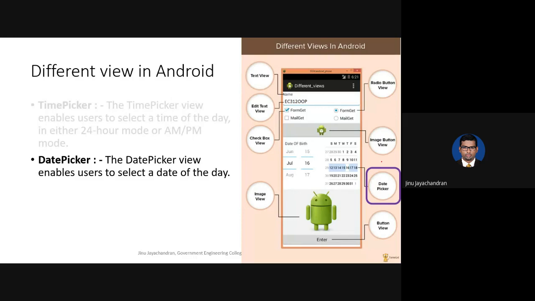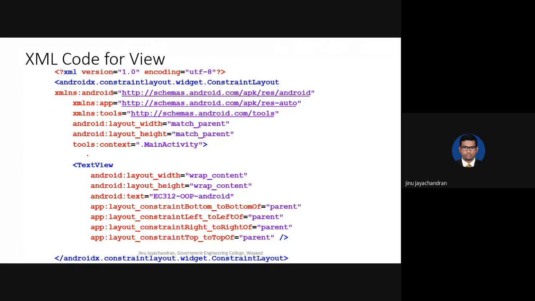There's something called a date picker, which is shown here. You see that you can pick any date from any year, and it will show the corresponding day also, like Sunday, Monday, Tuesday, or Saturday. You can pick a particular date. This is called a date picker. So all these are different kinds of views.